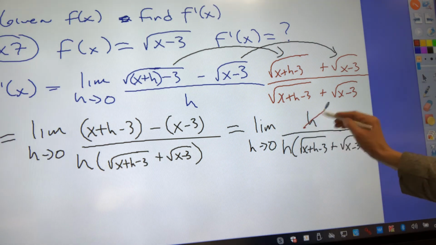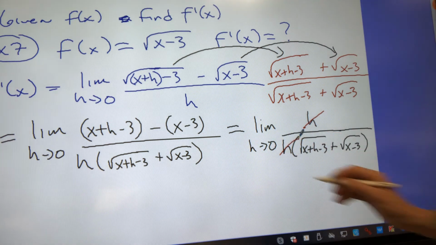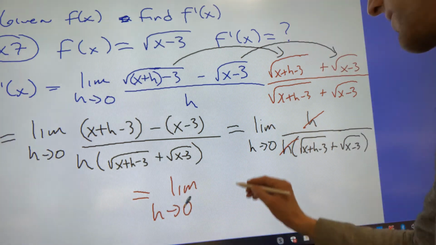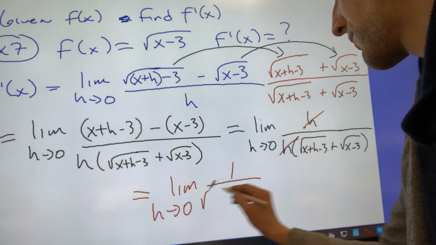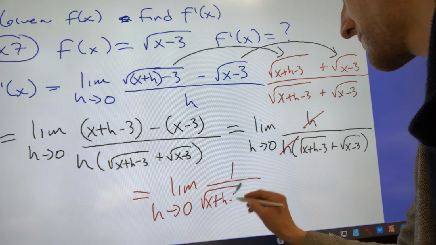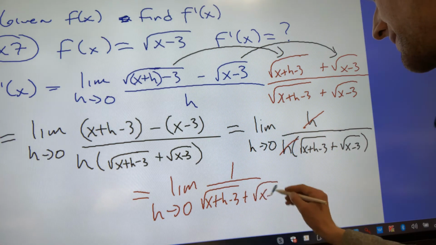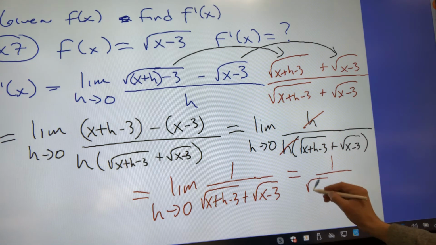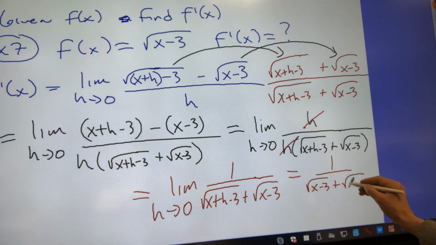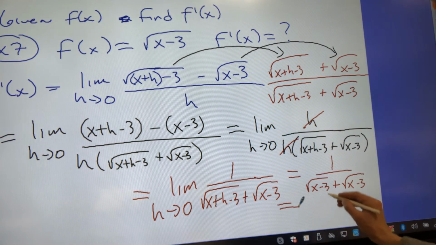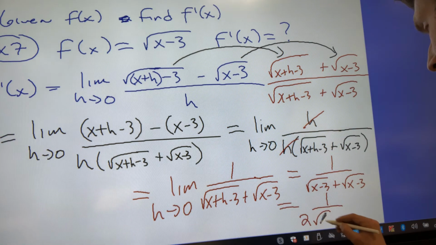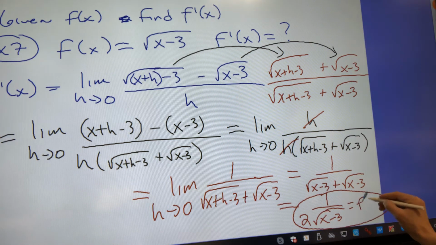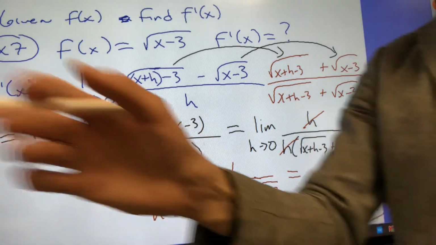All right, so the h's cancel. So now you've got the limit as h goes to 0 of 1 over the root of x plus h minus 3 plus the root of x minus 3. Let h be 0. You have the root of x minus 3 plus the root of x minus 3. That's two of them at the bottom there. This is your derivative. A lot of work with the limit definition of a derivative.